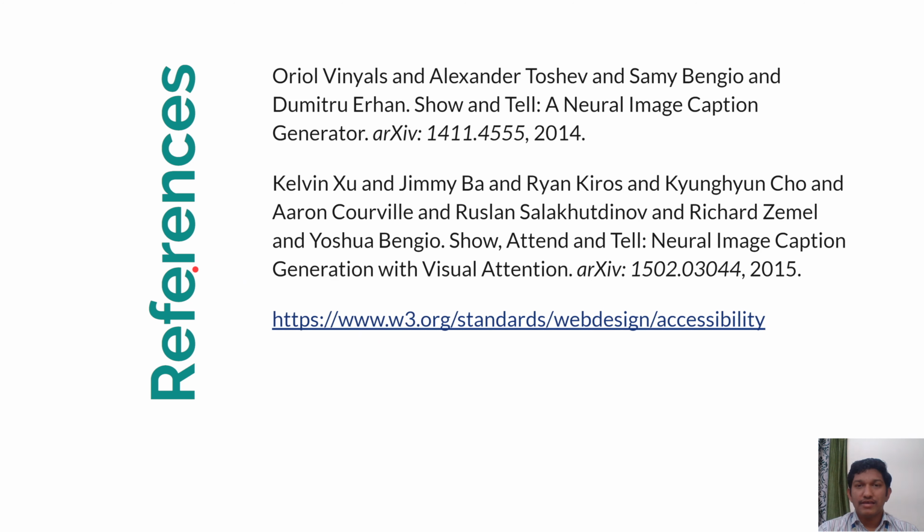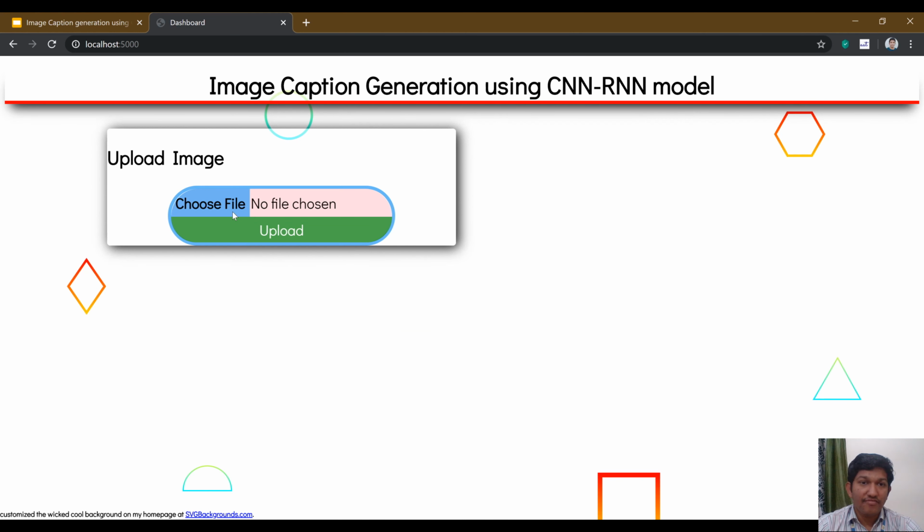In the next part, I'll be explaining how our three applications, the web interface, API, and Chrome extension, are going to work. After this slide, I'll move on to the implementation part, where I'll show the real-time implementation of our models and our applications. Welcome to our web interface.